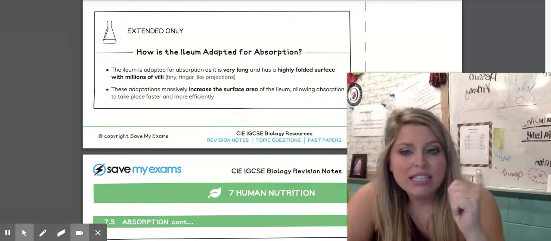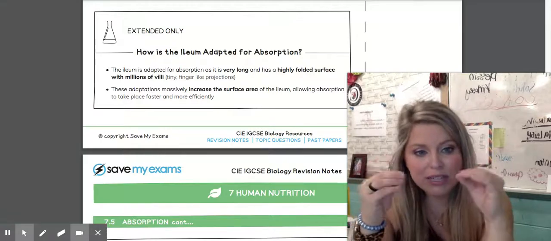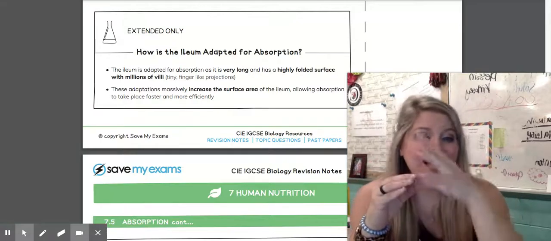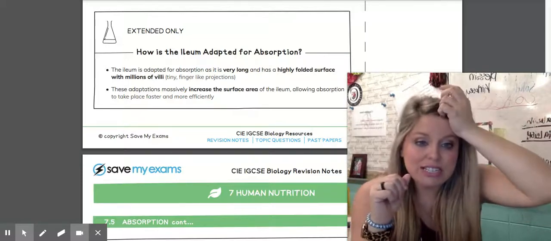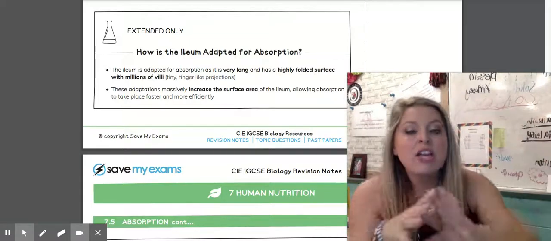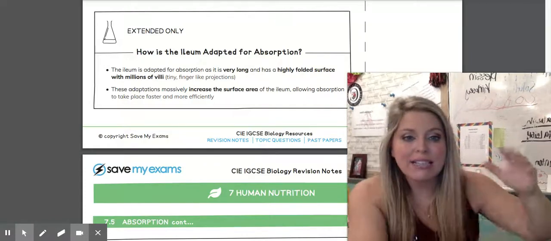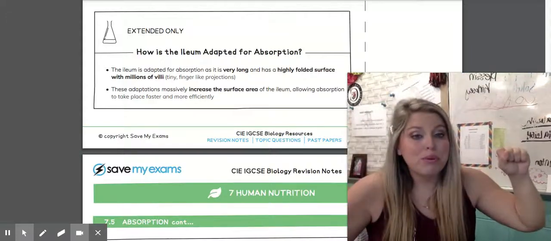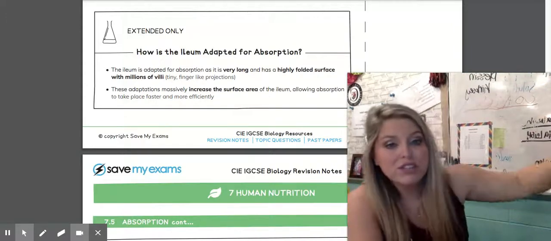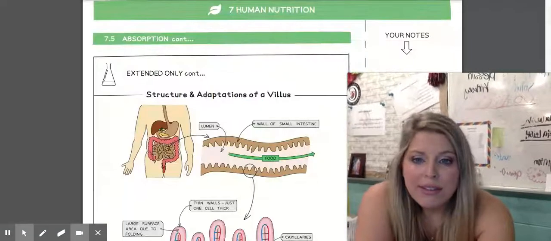So that surface area being increased allows an increased amount of contact with all those molecules passing along your digestive tract, or that alimentary canal. So the more surface area that you have, the more points of contact that you have for absorption to occur, for those molecules to be pulled out of the small intestine and move into your bloodstream to move around your body for assimilation. Okay, so let's look at it.